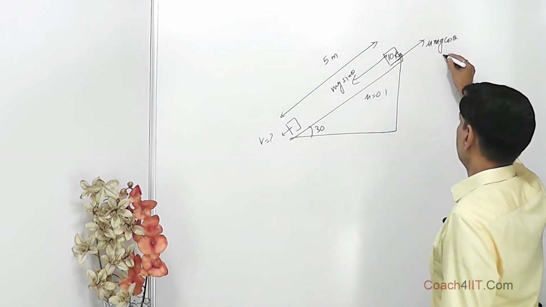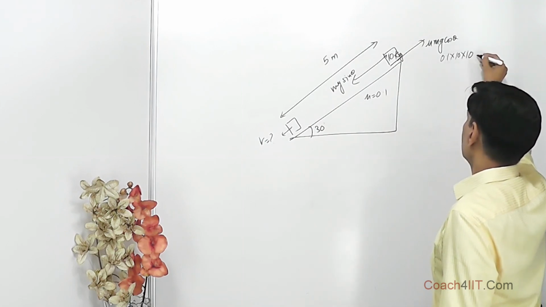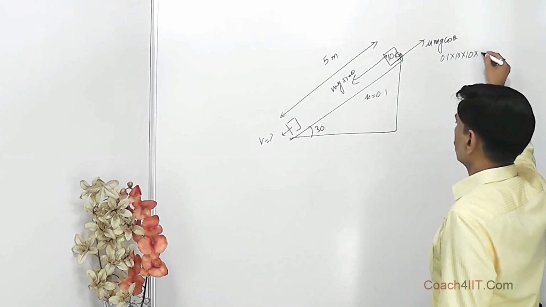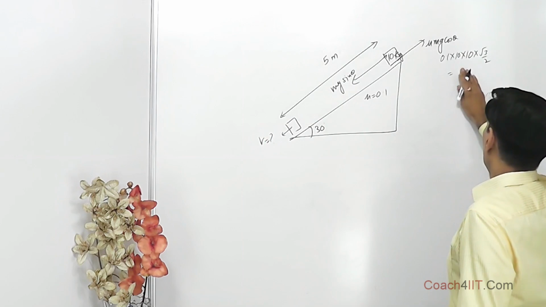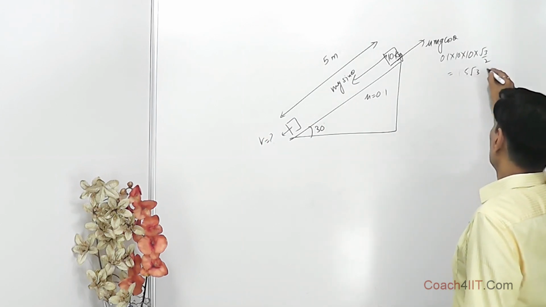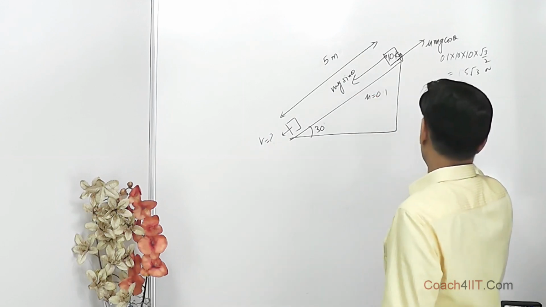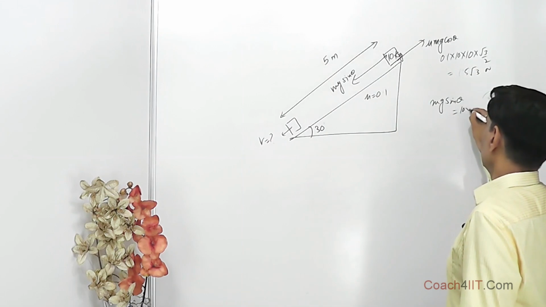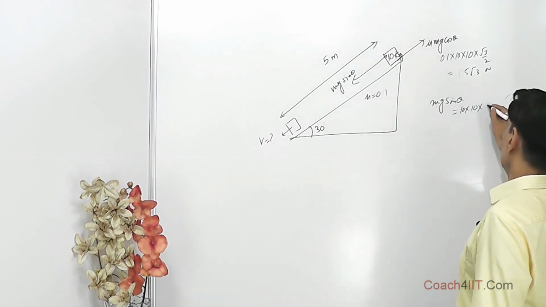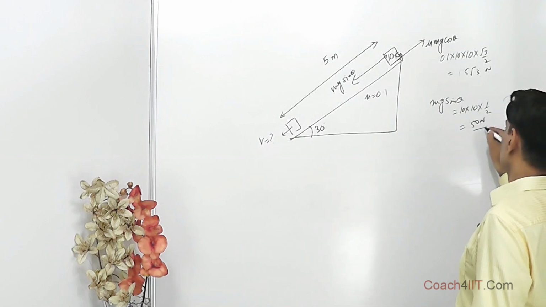Mu mg cos theta, mu is 0.1, m is 10, taking g as 10 meter per second square for ease of calculation, cos 30 is root 3 by 2. So this comes out to be 5 root 3 Newton. Whereas mg sine theta, that is the value of mg sine theta, comes out to be, m is 10, g is 10, sine 30 is half, that comes out to be 50 Newton.